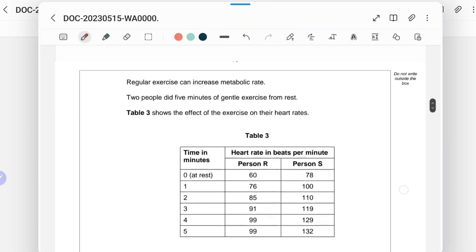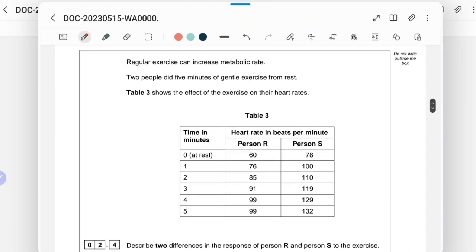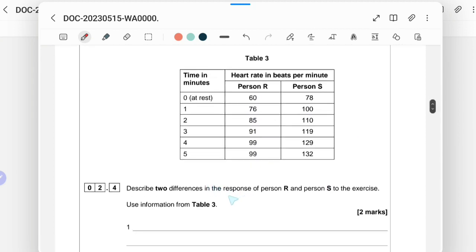Then, regular exercise can increase metabolic rate. Two people did 5 minutes of gentle exercise. Then, table 3 shows the effect. So these are the time in seconds, within 5 seconds, 3 seconds. Minutes, please. 4 minutes, 5 minutes. These are the heart rate. See the heart rate. So describe 2 differences in the response of person R to person S. Looking at this here.